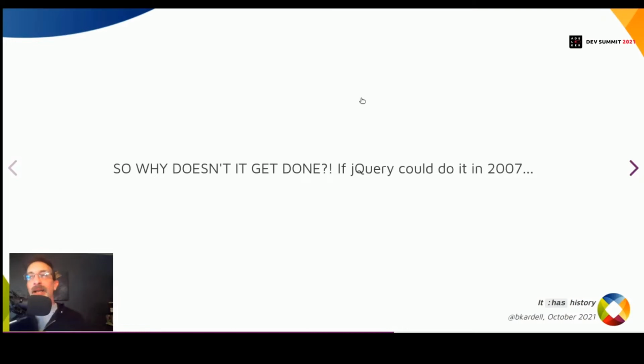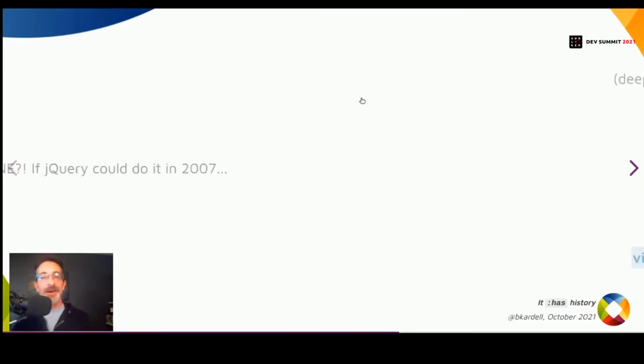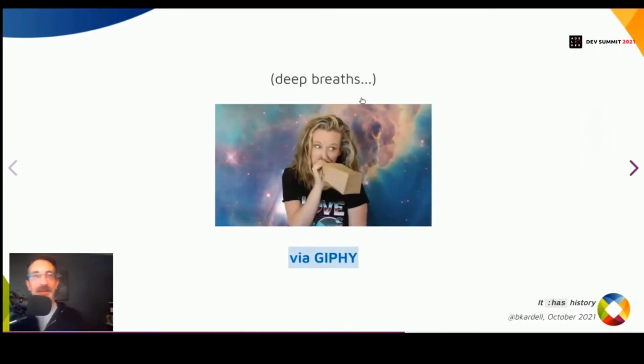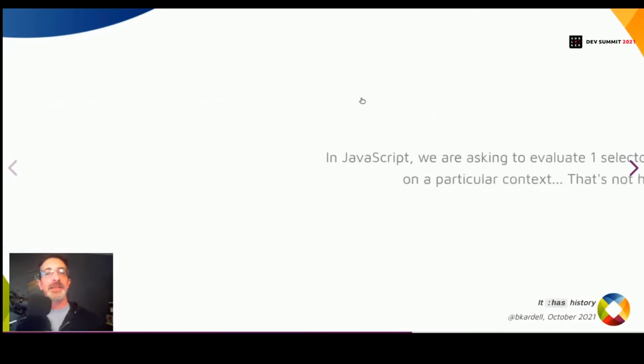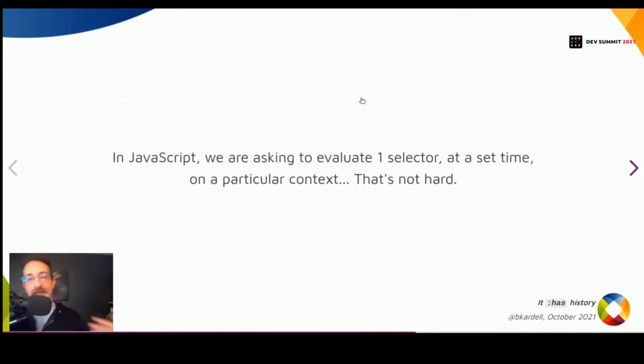So why doesn't it get done? I mean, if jQuery could do it in 2007, what is the holdup? It is very, very, very frustrating to so many developers. Why can you not do this? The answer is it's complicated. In JavaScript, we're asking to evaluate one selector at a very set point in time on a particular context. And this is not that hard. That's why you can implement it in jQuery or wherever.